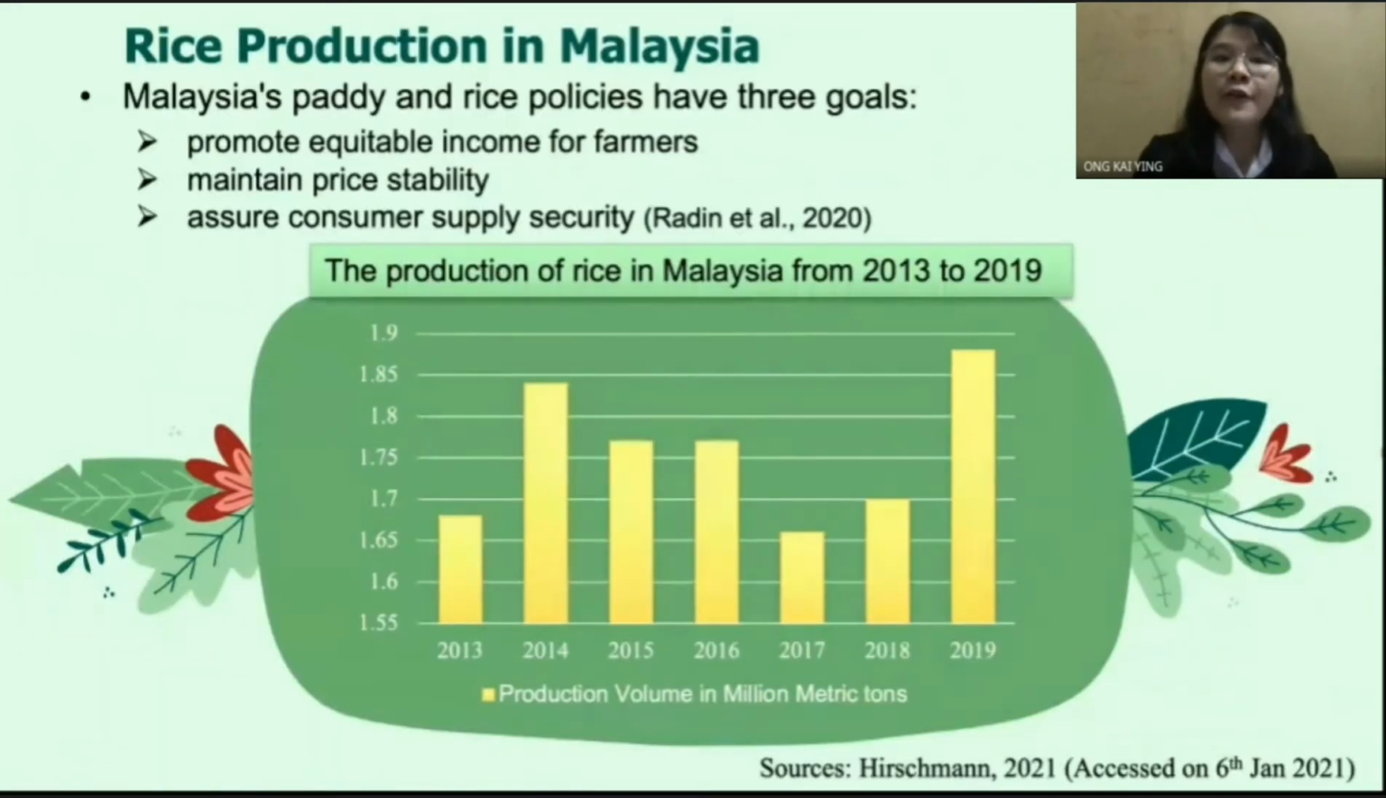Literature review. Rice production in Malaysia is important. Malaysia's paddy and rice policy has 3 goals. They are to promote equitable incomes for farmers, maintain price stability, and assure consumer supply security. From this graph, we can see that rice production increased in the year 2019.